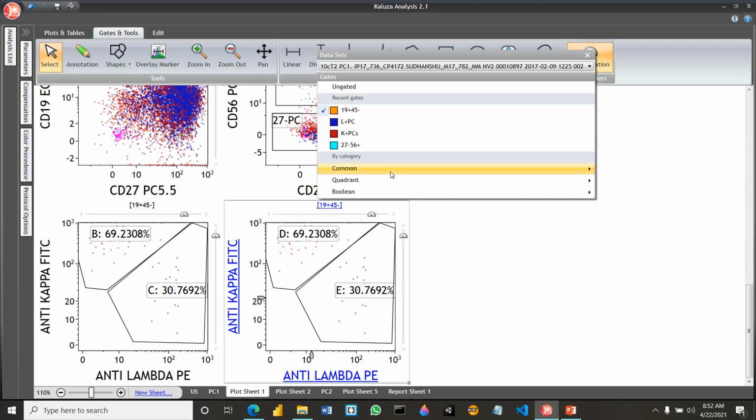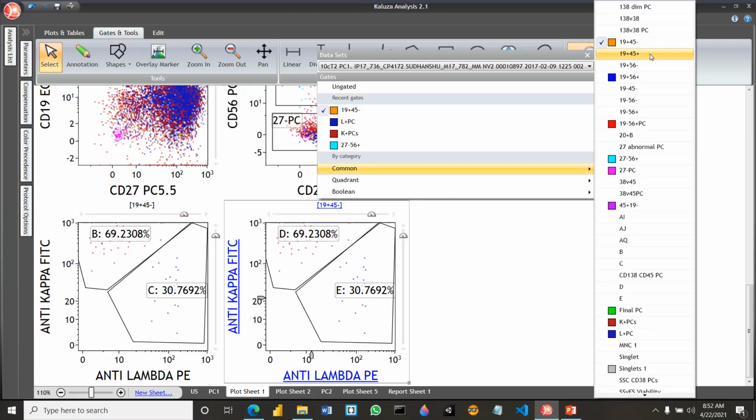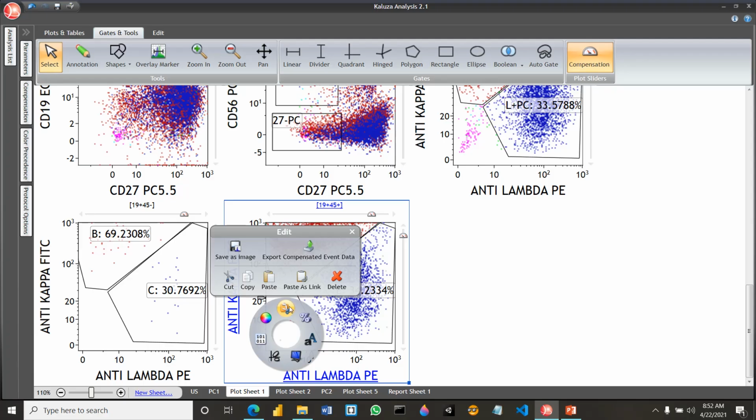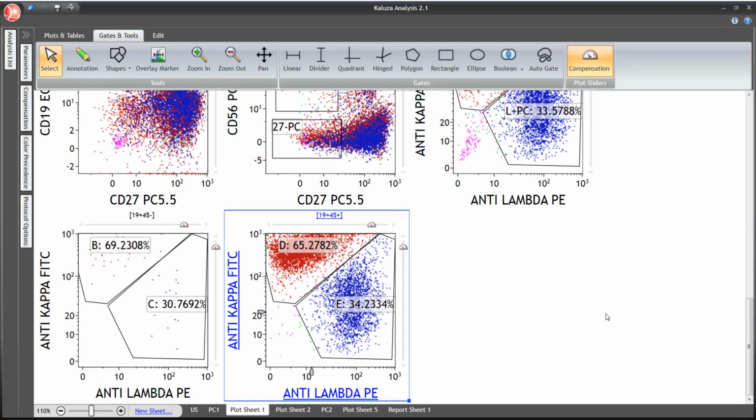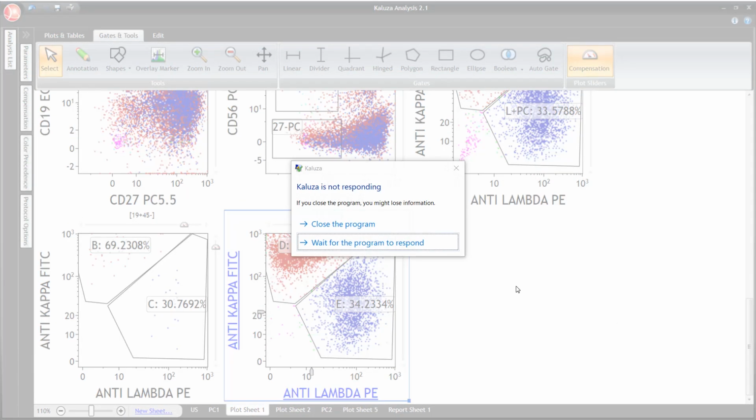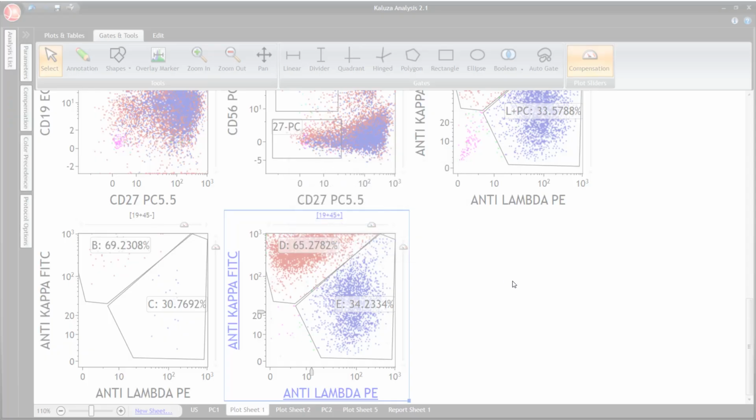Then we have 19 positive, 45 positive. They look polygonal. Okay, we have to wait for the program. I have given a command, and sometimes the software doesn't like it when you give many commands unless you have a very good workstation. So let's wait for a few seconds.